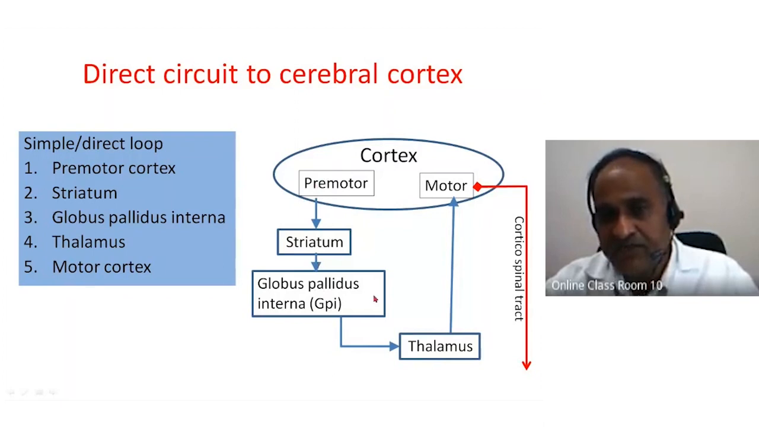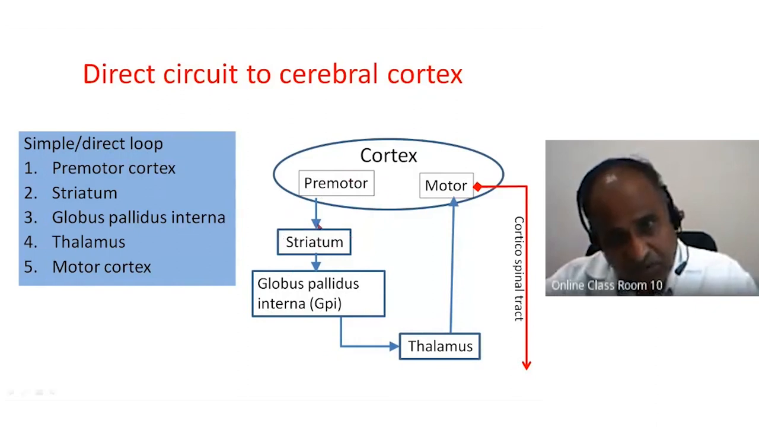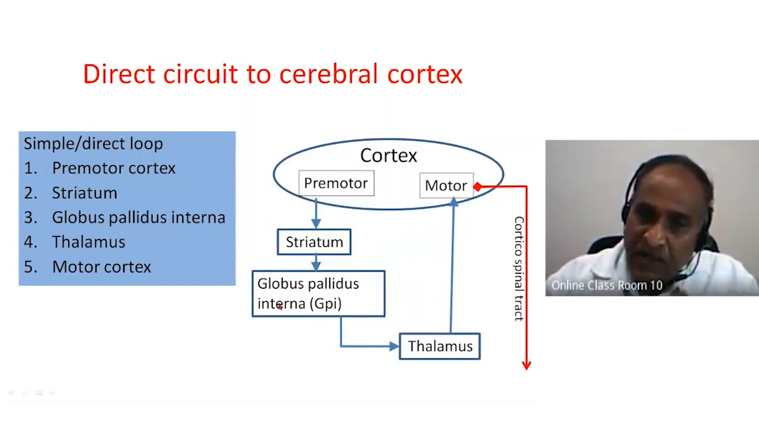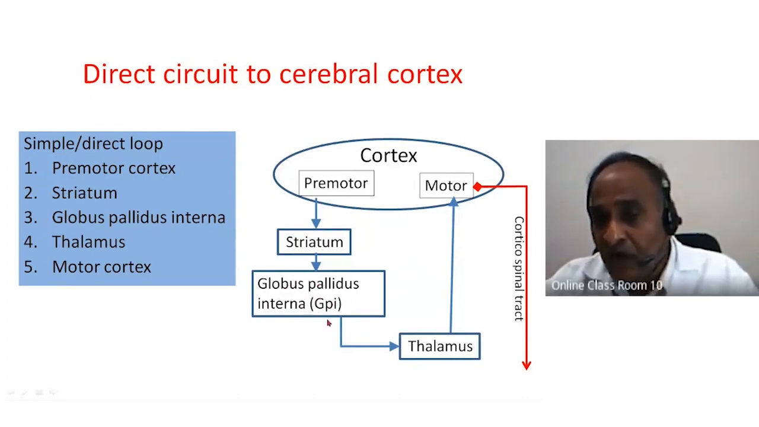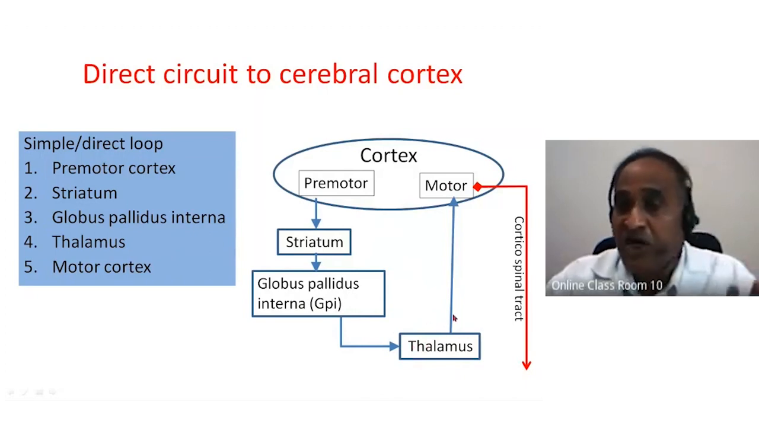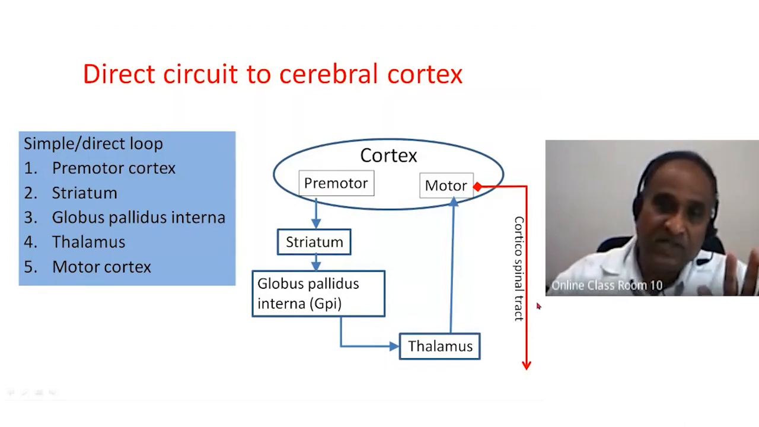Now, keeping these structures here in the units, the premotor cortex sends information to the striatum. Caudate plus putamen is the striatum. It is also known as the neostriatum. Then from the striatum, it sends information to the globus pallidus interna. That means interna is an output nucleus. From here, the output goes to the thalamus, and from the thalamus it comes back through thalamocortical projections to the motor cortex. Here in the thalamus, it is the ventro-anterior nucleus, which then sends information to the motor cortex, and from the motor cortex, the corticospinal tract comes.